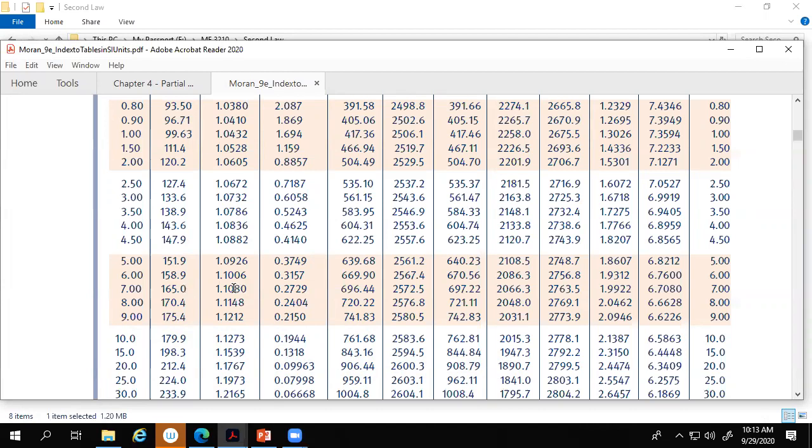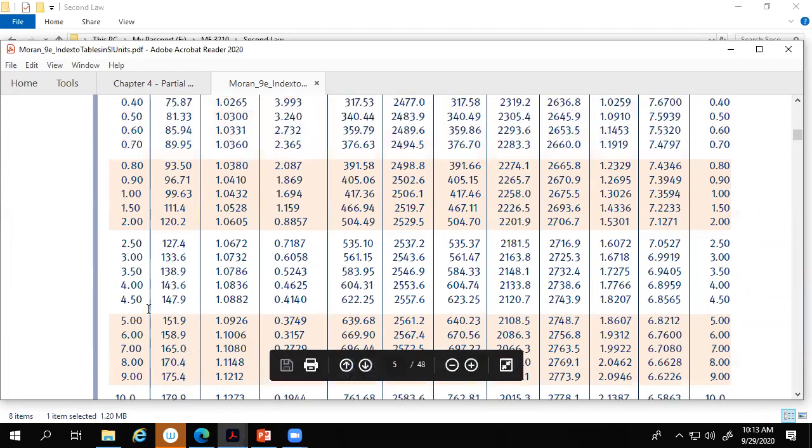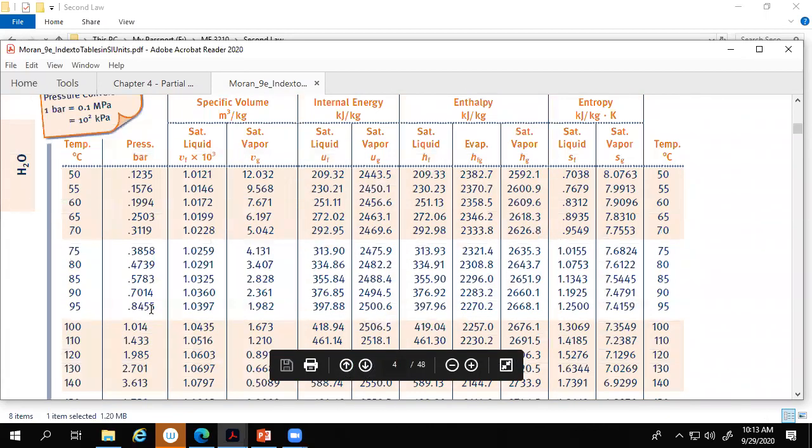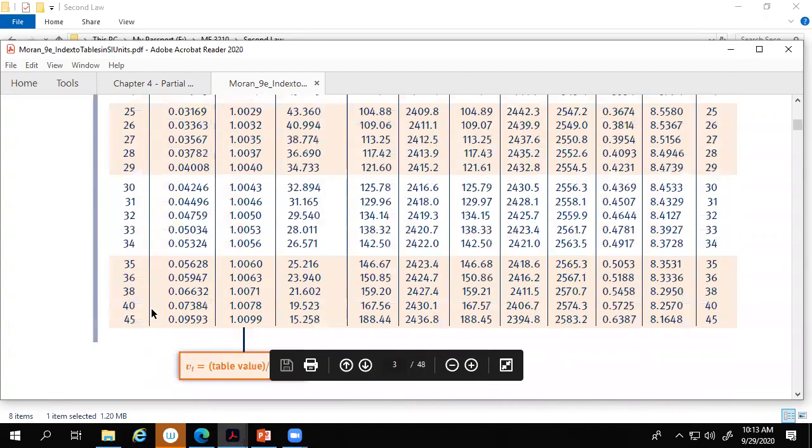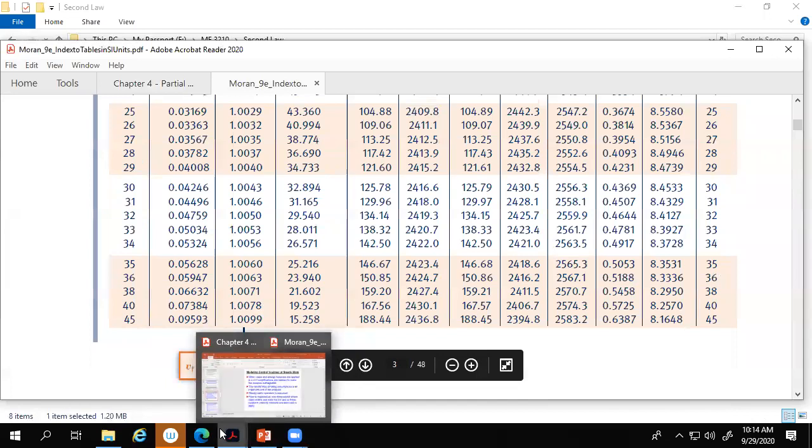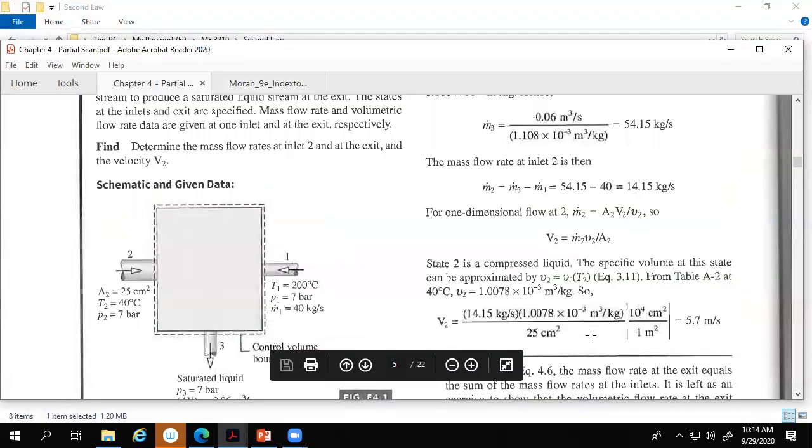I go to the temperature table because these things are strongly a function of temperature and weakly a function of pressure. So I don't use this. I go up here to 40, and I haven't checked this. I sure hope I find this number. I'm going to be embarrassed. 0.001078. I'll find the right one. There we go, 1078. So he took it from the table at 40 degrees C, not 7 bar.